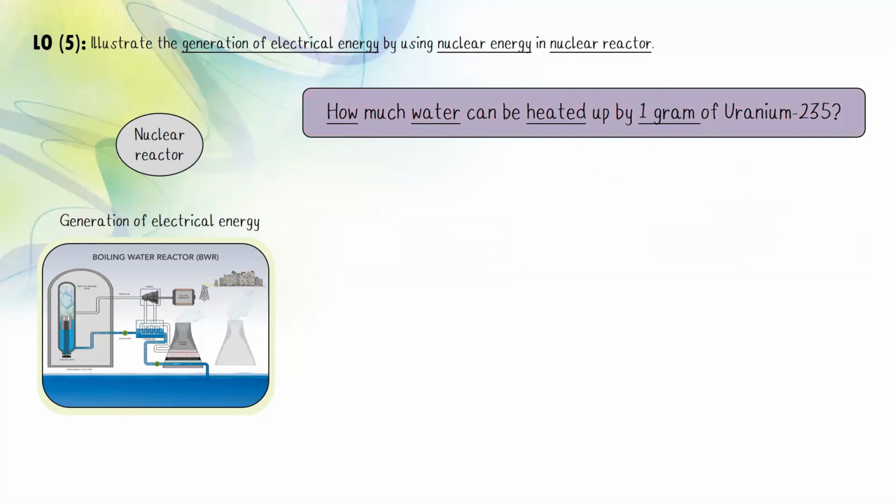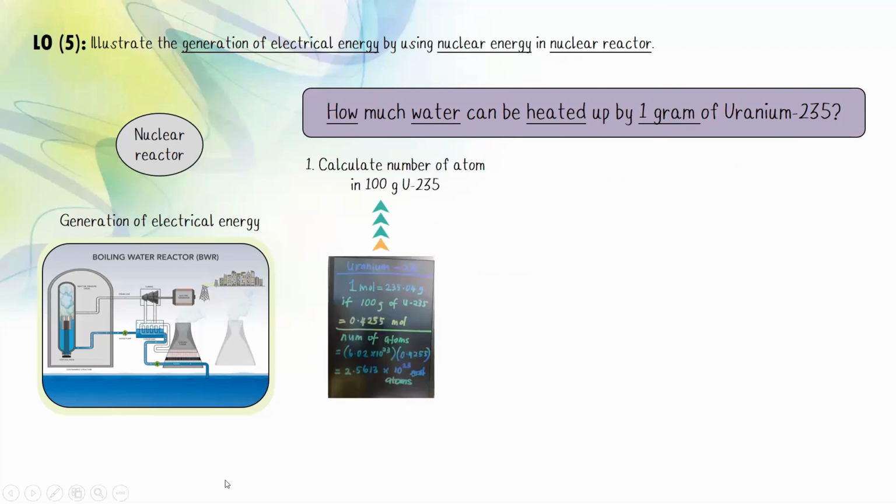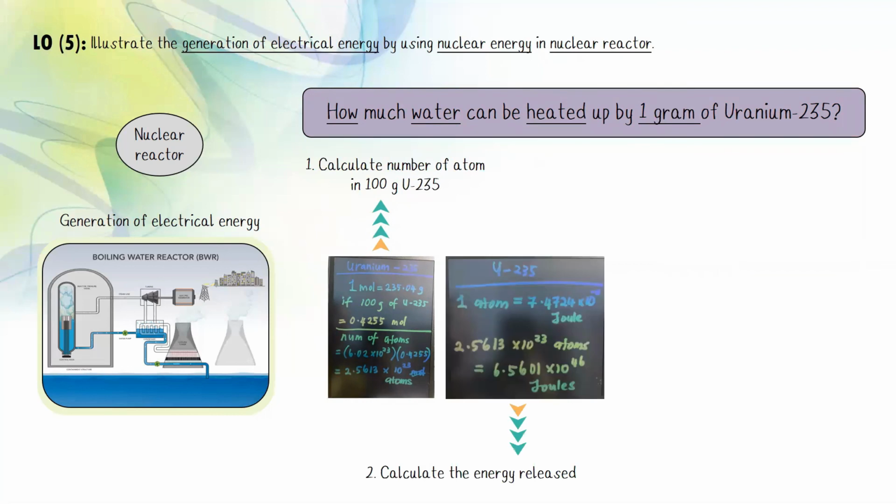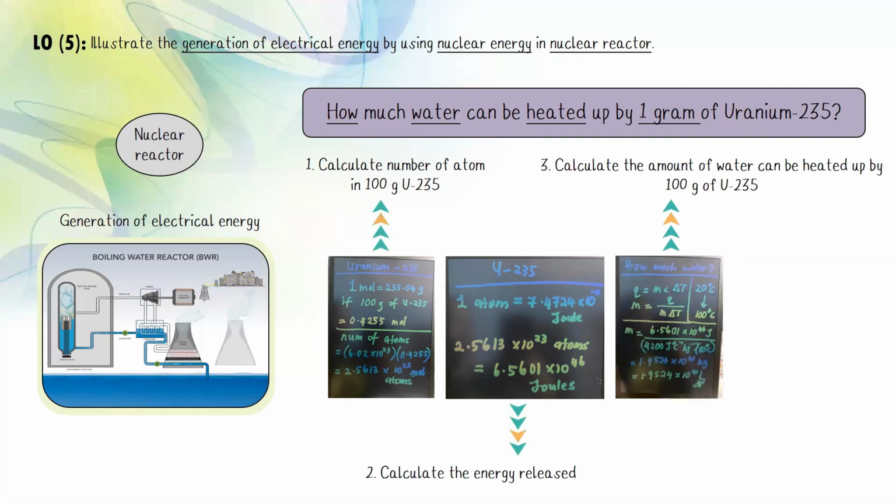So, let's try to calculate if we use 100 grams of uranium-235. Firstly, we calculate the number of atoms in 100 grams of uranium. Then, we calculate the energy release. If one atom of uranium-235 releases 7.4724 times 10 to the power of negative 13 joules, then 2.5613 times 10 to the power of 23 atoms should release 6.5601 times 10 to the power of 46 joules. After that, we calculate the amount of water that can be heated up. We get 10 to the power of 41 kilogram. Wow, that is too big.